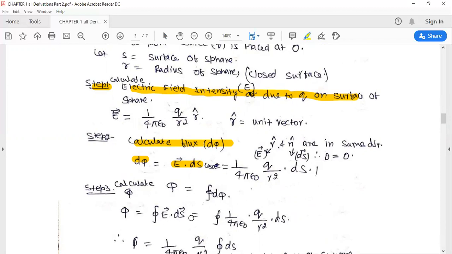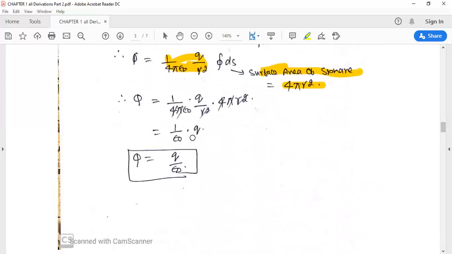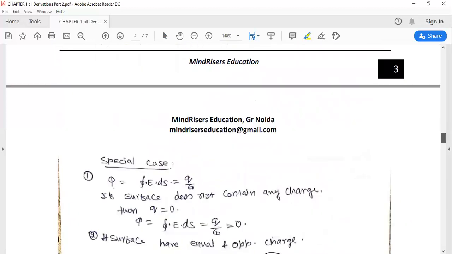So phi equals the integral of E dot ds, and this is equivalent to 1 by 4 pi epsilon naught, Q by R square, into the integration of ds. We know that ds is the surface area of a sphere, which is 4 pi R square. So 1 by 4 pi epsilon naught, Q by R square, into 4 pi R square. Then these cancel each other, and finally you will get Q by epsilon naught. So phi equals Q by epsilon naught. This is a very important formula given by Gauss.